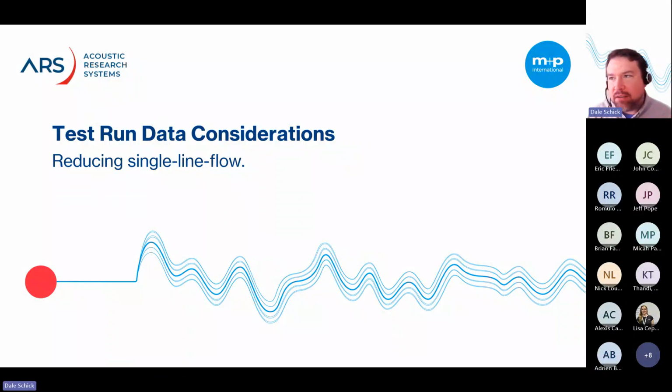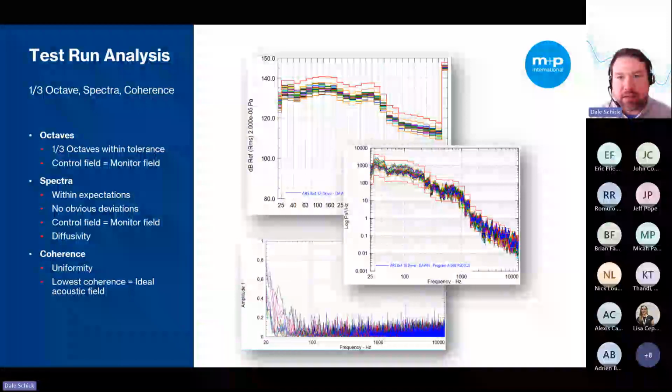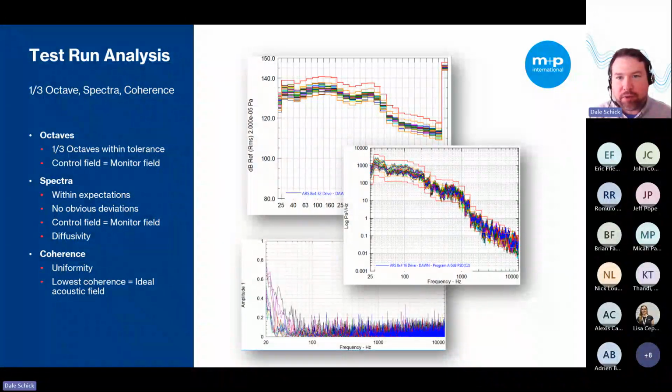So we've run a test. Now what? Right? There's typically several tests to run, and some are at lower levels than others. So there's a couple things that we want to take a look at after we've run this test. And once that data has been processed, we want to take a look at the acoustic field itself, right? And we can do that via third octave measurements to ensure that they're within tolerance and that the control field is similar to the measured field, as we had showed before.